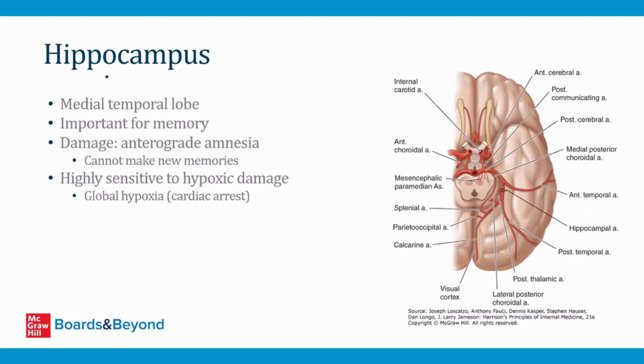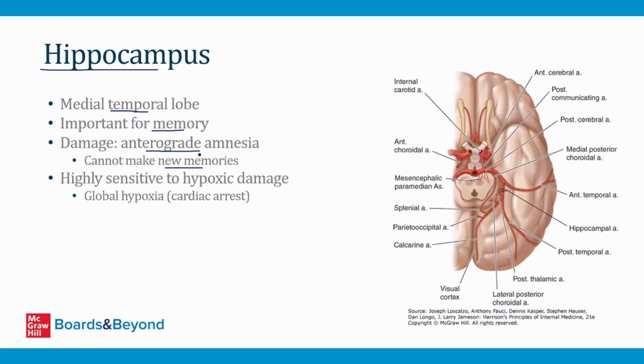Okay, another limbic system structure is the hippocampus. The hippocampus is found in the medial temporal lobe, and it's important for memory. If you have a lesion of the hippocampus, this usually leads to anterograde amnesia, which means the patient can't make new memories following the time of the damage. So, for example, if a patient has a lesion of the hippocampus, they will remember things that happened before the lesion developed, but after the lesion developed, they won't be able to create new memories.